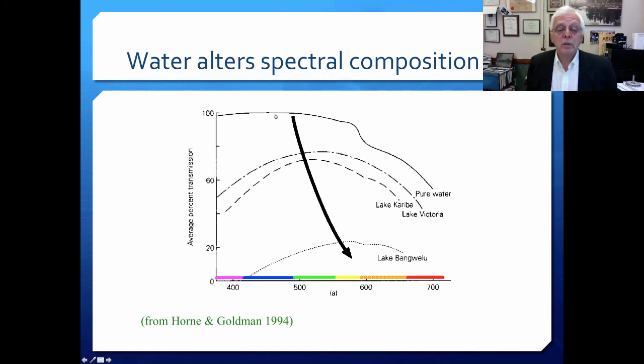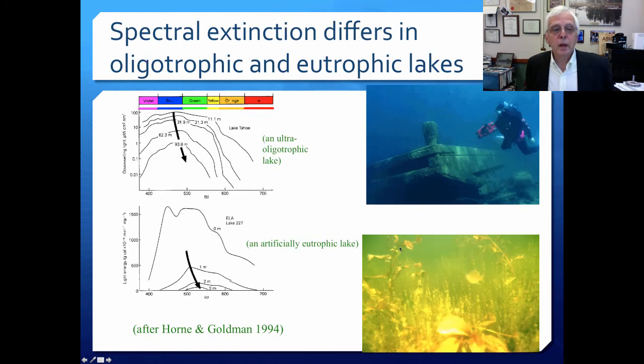Clear water transmits a lot of light, pure water does, and water with dissolved substances has a much higher extinction coefficient. You can see that basically from these photos. The photo at the top is from an ultra-oligotrophic lake. This is from Lake Tahoe, a photo under the water, and I think you can see, at least to your eye and to the camera, the water looks pretty blue. Now, at the bottom left is an artificially eutrophic lake showing the spectral composition of light at depth.